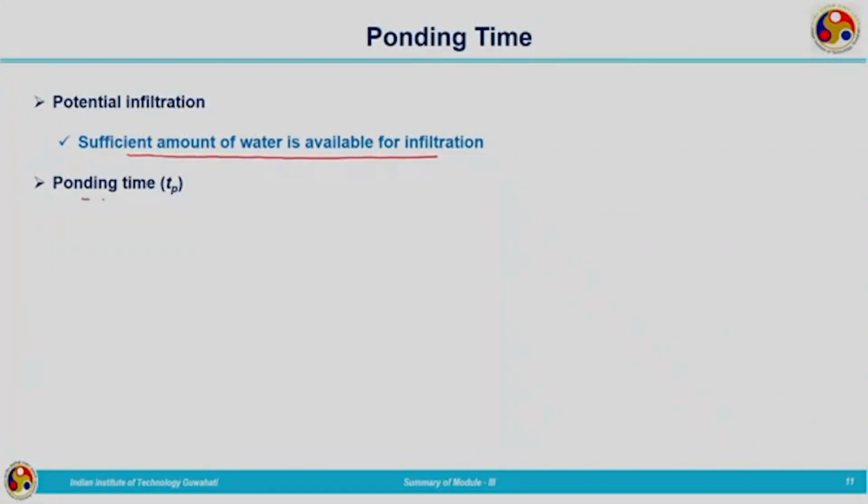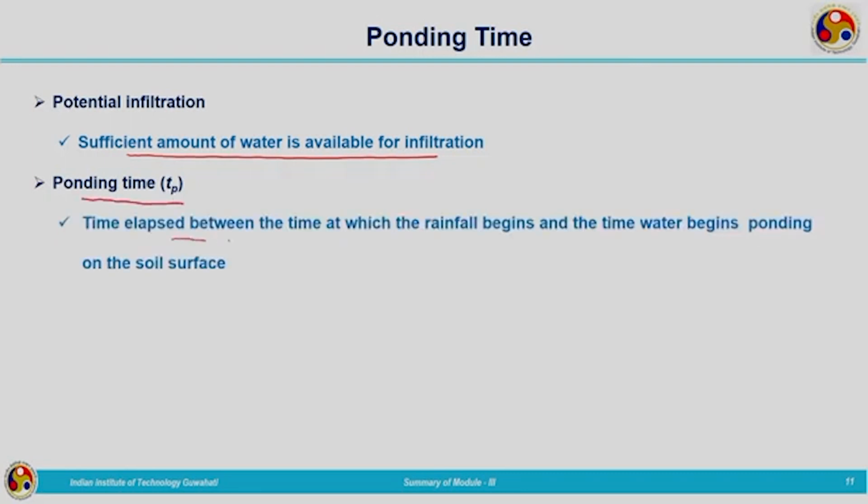Majority of the equations are giving the potential infiltration values, that is, sufficient amount of water is available for infiltration to take place. So, there we have explained the concept of ponding time: the time elapsed between the time at which rainfall begins and the time water begins to pond on the soil surface. That in-between time is considered the ponding time. So, when we are talking about potential infiltration, we are considering that ponding has already taken place or sufficient amount of water is there to infiltrate.